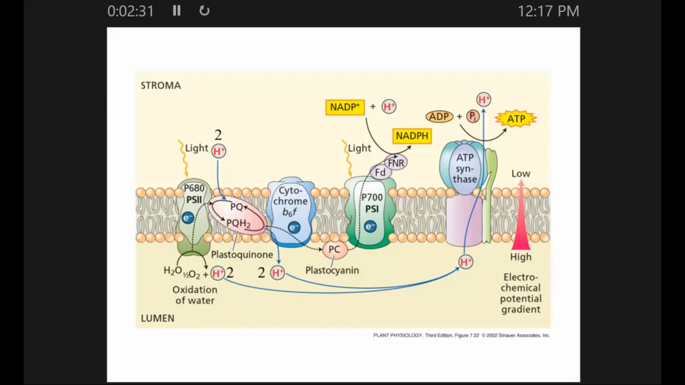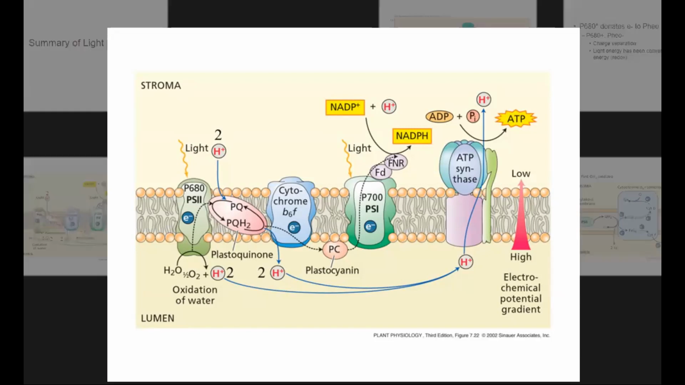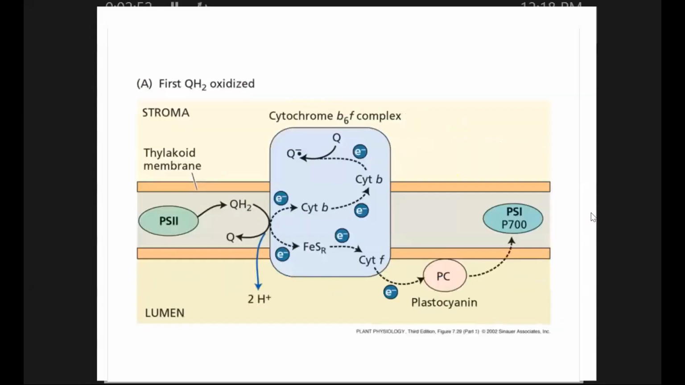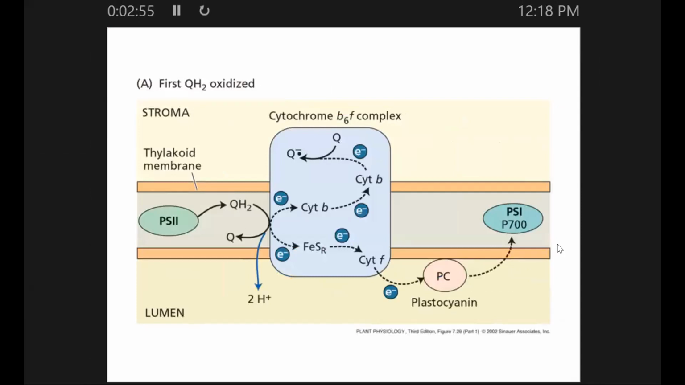So you see free protons disappearing from the stroma. PQH2 grabs those 2 protons, and then it can release off and travel through the membrane, bump into cytochrome b6f, and then give off those 2 electrons. In the same slide set, we talk about the donation of those electrons. One goes the linear path, one goes into the Q cycle, and the 2 protons get dumped into the lumen.